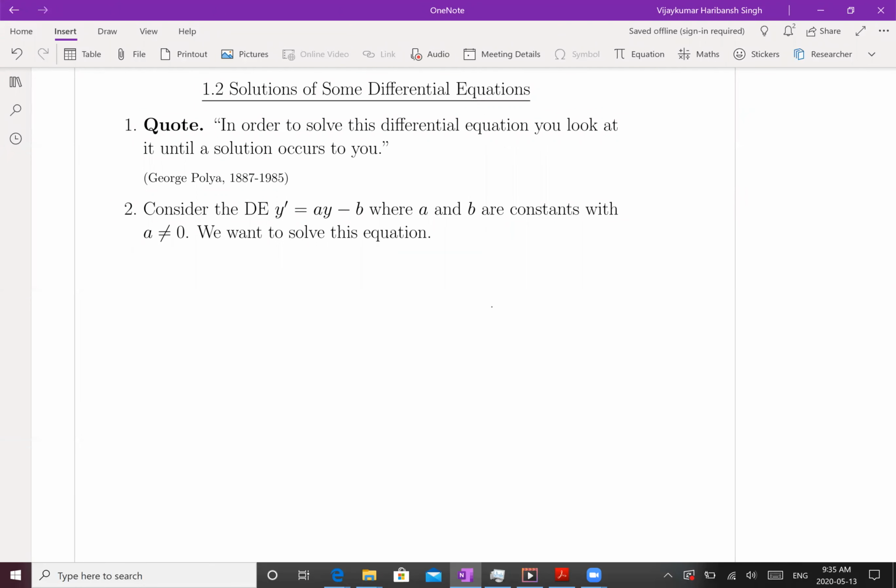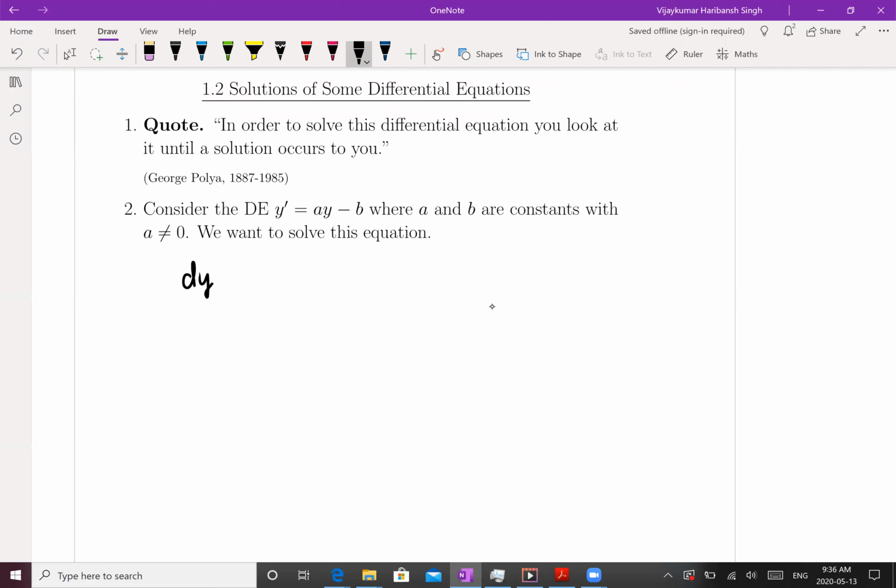We have y prime equals ay minus b, where a and b are some constants and a is not zero. And we want to solve this differential equation. So let's just rewrite this differential equation in another format. So y prime here, the derivative is with respect to t. So we have dy by dt equals ay minus b. Right? And with some rearrangement, you can take a common, you get y minus b by a.